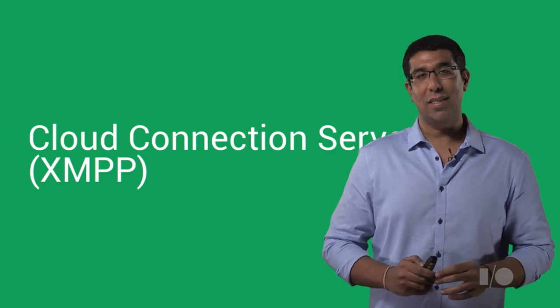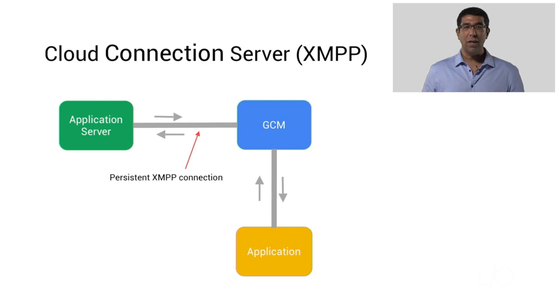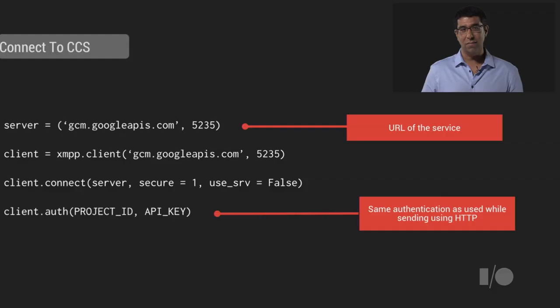Let's talk about GCM's XMPP endpoint, also known as Cloud Connection Server. Cloud Connection Server, or CCS, provides a persistent, asynchronous, bidirectional connection to our GCM servers. This is a very powerful service, as it provides a virtual connection between your server and your user's GCM-connected devices. This connection can be used to reliably send and receive messages.